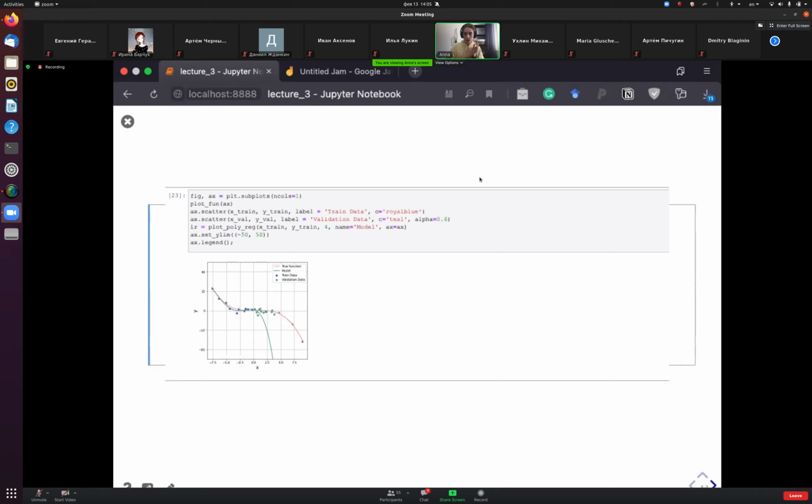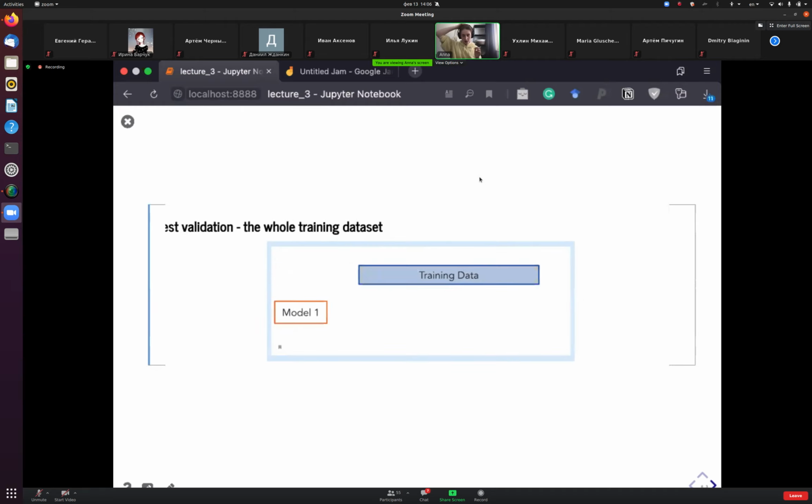So that brings us to the second way we can validate models. It is based on the idea that the best validation data set is the whole training data, right? If my validation set was as large as the training data set, but at the same time we did not use the same data for training and validation, that would be perfect.